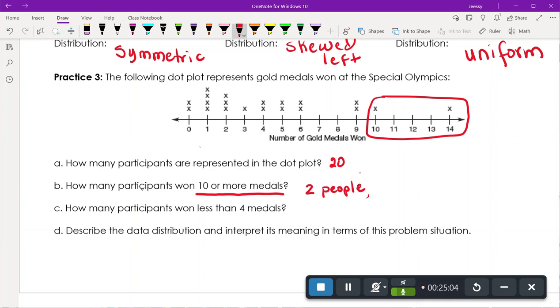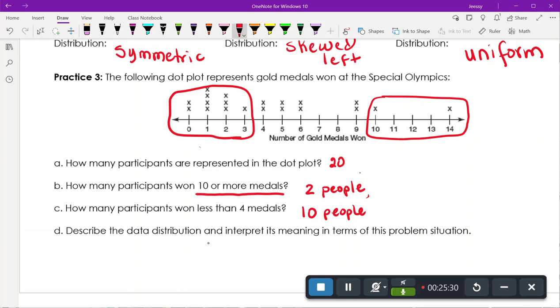How many participants won less than 4 medals? Less than 4 medals means you don't include the 4. Clear? That is 10, right? Clear? So know when you're including and when you're not including, just like less than and greater than, okay? With an equal sign or no equal sign.